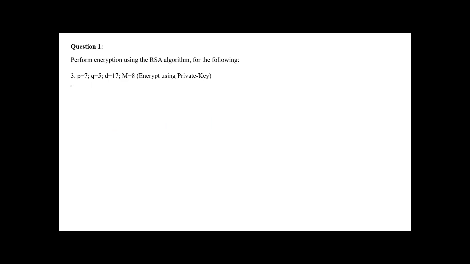Now with the third question here. So here we have P equals 7, Q equals 5, and D equals 17. We don't have an E here, we have a D, which is a private key, and we have our message equal to 8. So we start by getting our N equals P times Q, which is equal to 7 multiplied by 5, which is 35.